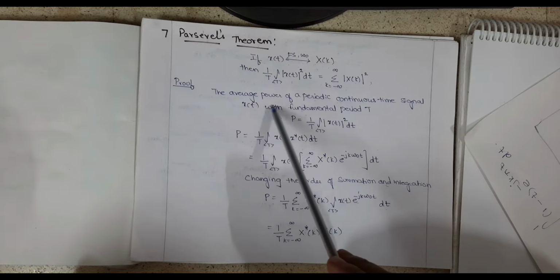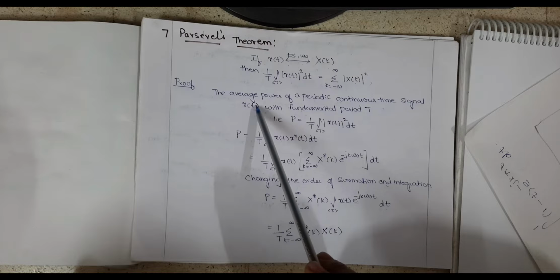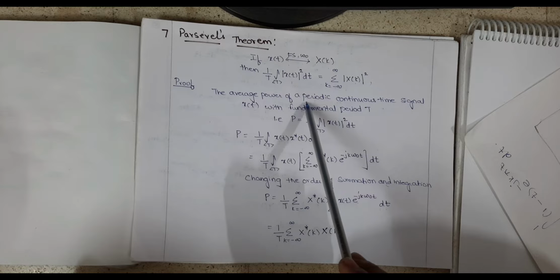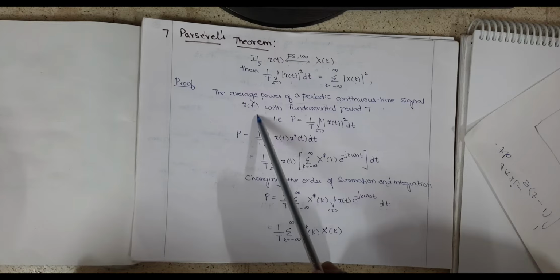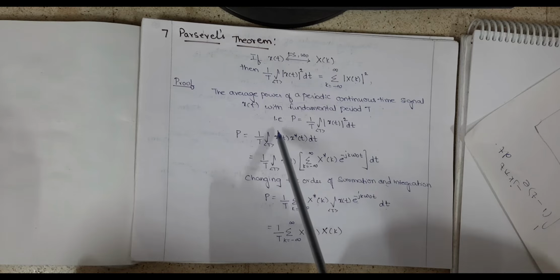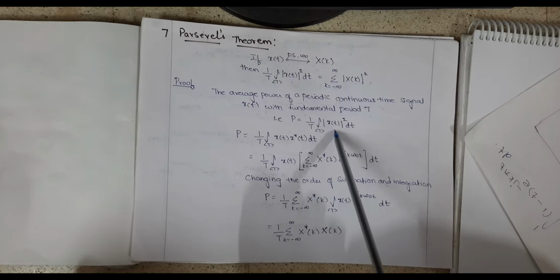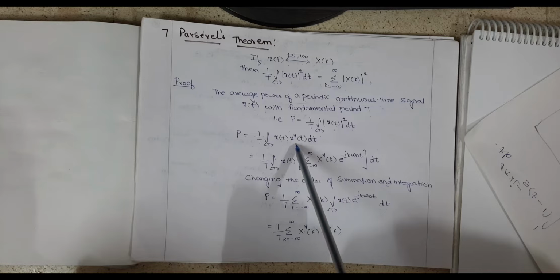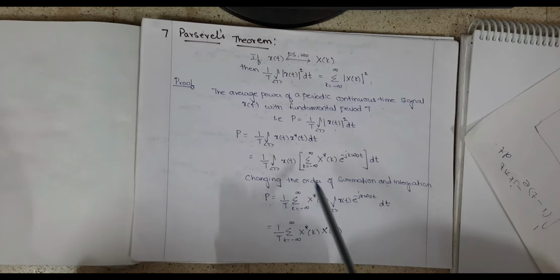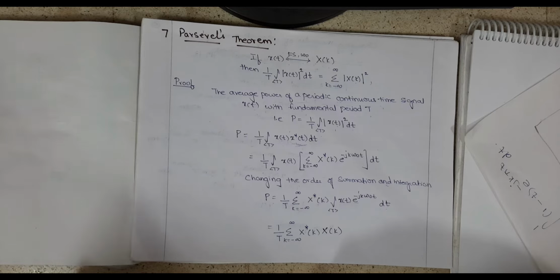Now the average power of a periodic signal, we have already done this in the first unit where we calculated the power and energy of signals. The same formula we are using here. The average power of a periodic continuous time signal x of t with fundamental period T is given by P is equal to 1 by T integration over the time limits of mod x of t whole square dt. But we can write this as x of t into the conjugate of x of t dt.